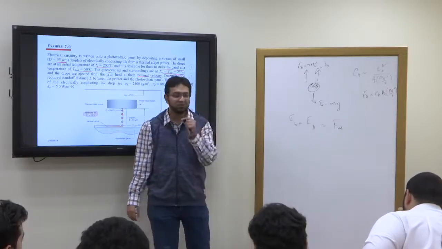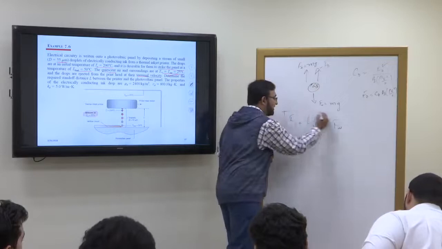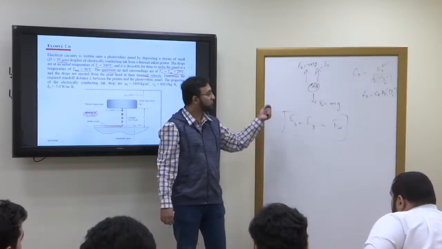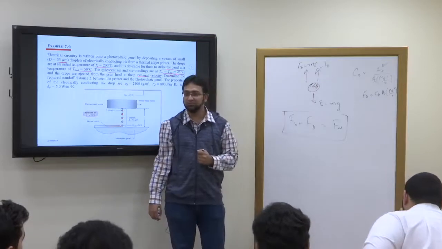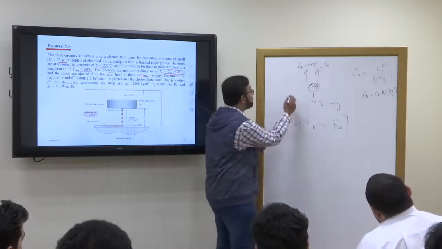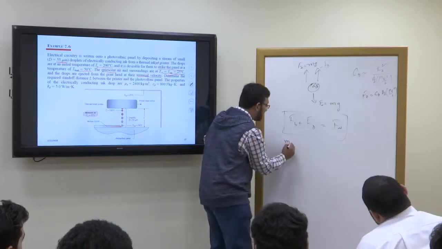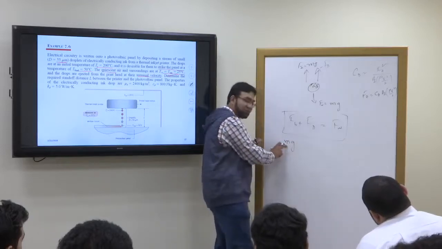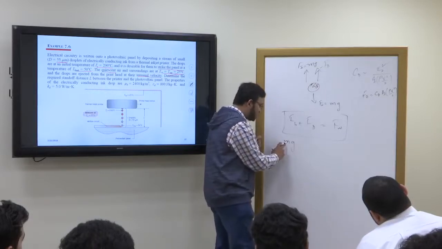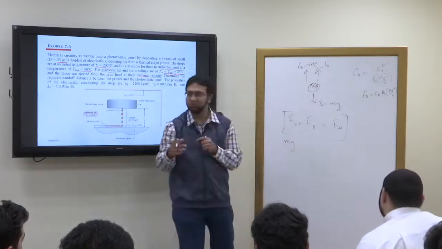So under the terminal velocity condition, this equation is valid. Now we use this equation to determine the terminal velocity. Okay? So if we use this equation, Fb is what? mg, but this is the mass of air. So instead of putting it in terms of the mass, let's put it in terms of the volume.